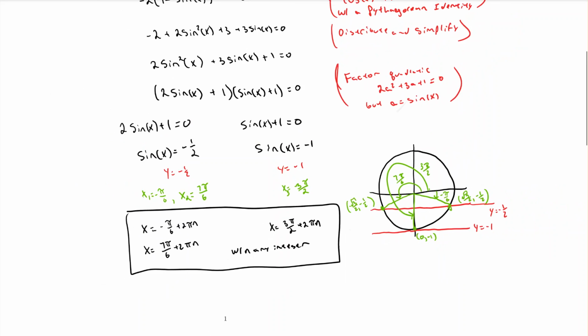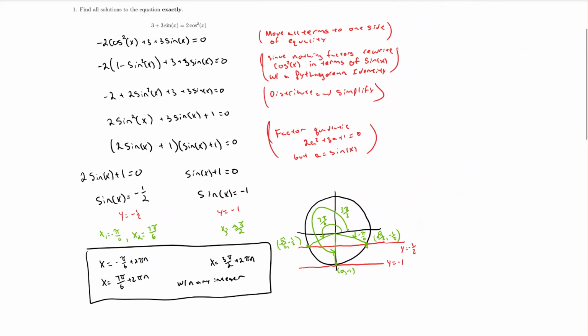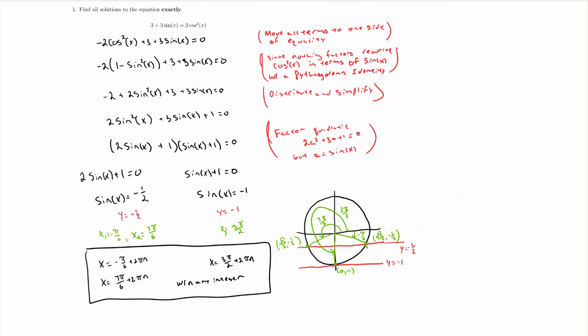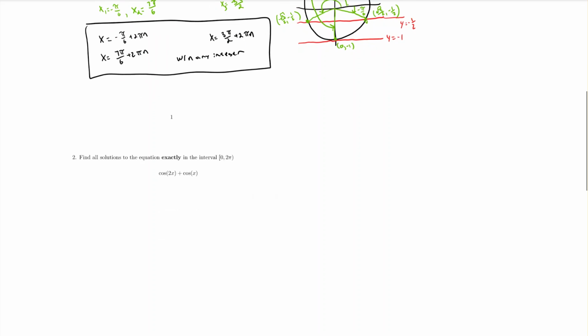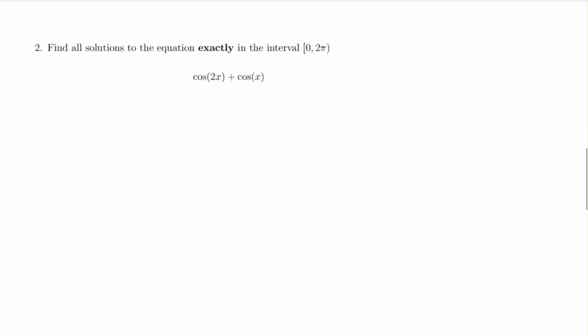So this is an example where I used a Pythagorean identity to be able to solve a trigonometric equation. I'm not always just going to use Pythagorean identities though. I might use other identities, and I might want just the solutions between 0 and 2 pi. That's also a common thing.